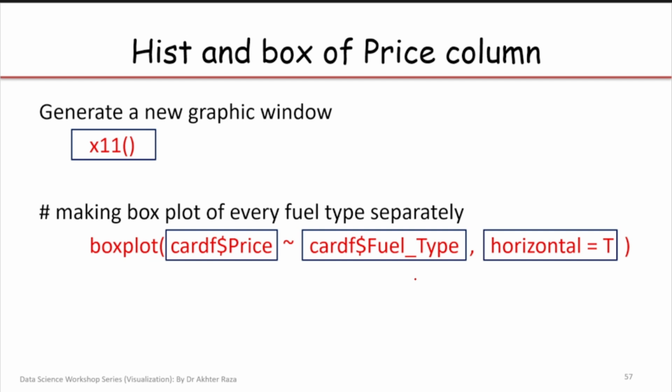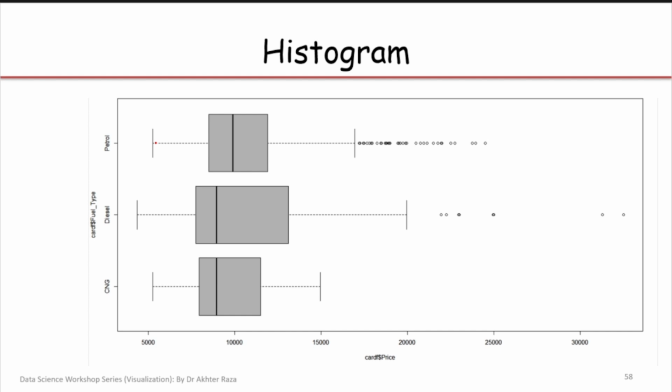Horizontal equal to true means all three box plots will be displayed horizontally in a new X11 window. X11 window means what? A new graphical window is generated, and in that new window three boxes will be displayed. These are the three boxes. This is the box plot of petrol car prices. This is the box plot of prices of diesel cars. This is the box plot of prices of CNG cars.